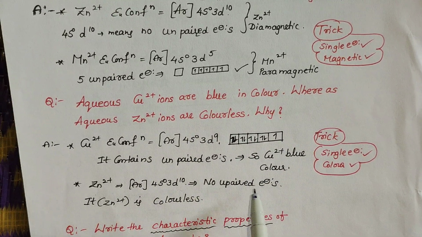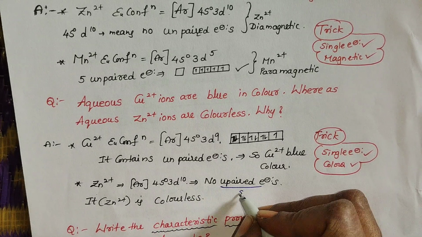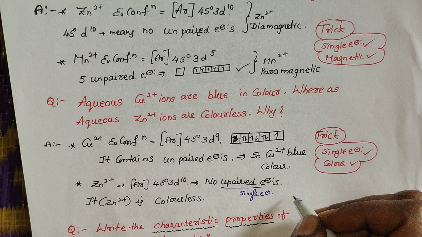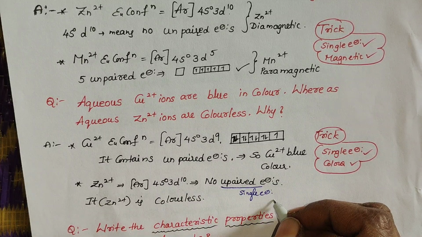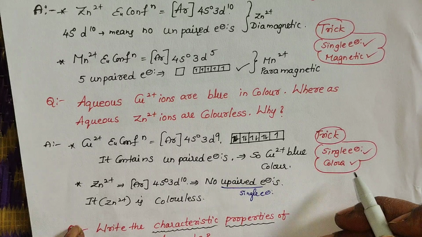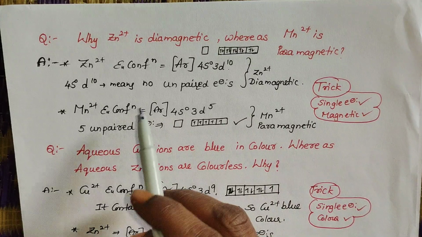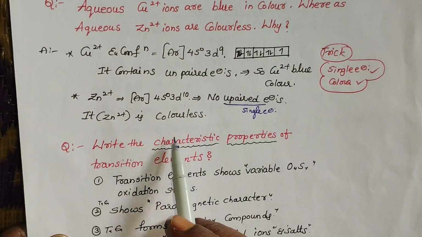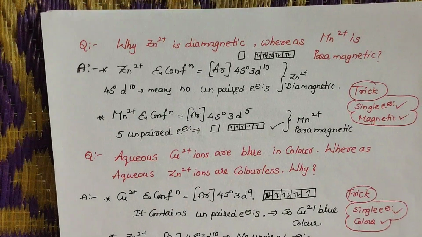Unpaired electron is nothing but a single electron. If the single electron is absent, then it is diamagnetic, and at the same time there is no color property. In copper 2+ a single electron is present, that is why color is exhibited. In Mn2+ single electrons are present, that is why the magnetic property is present. But in Zn2+ no single electron is present, that is why it is diamagnetic and a colorless compound. These two are very important.